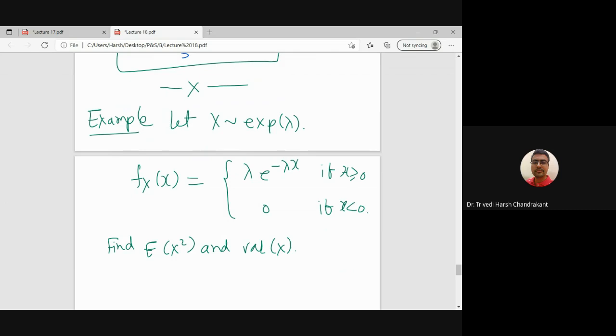So if you recall, how did we find the mean of this random variable? We used the integration by parts formula, right? So here also we are going to use the same thing. We have the function x square times e power minus lambda x, and we need to use integration by parts.